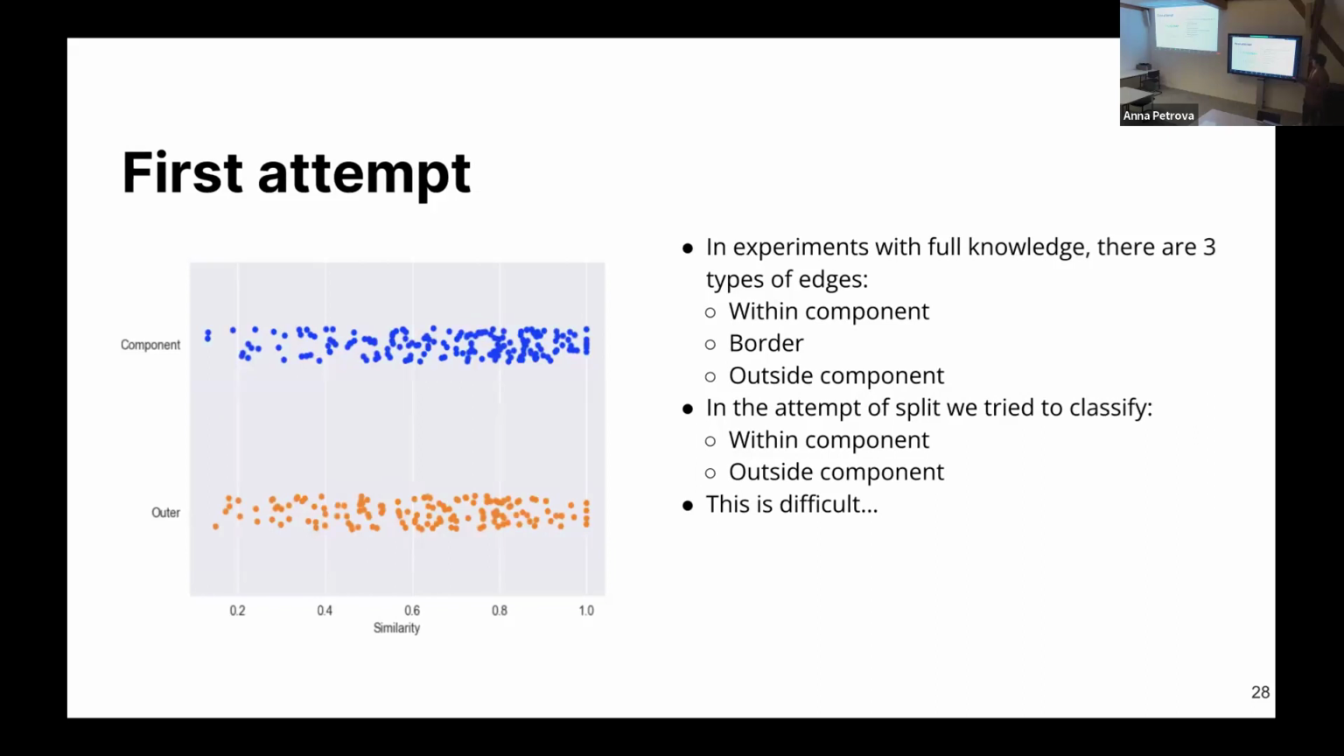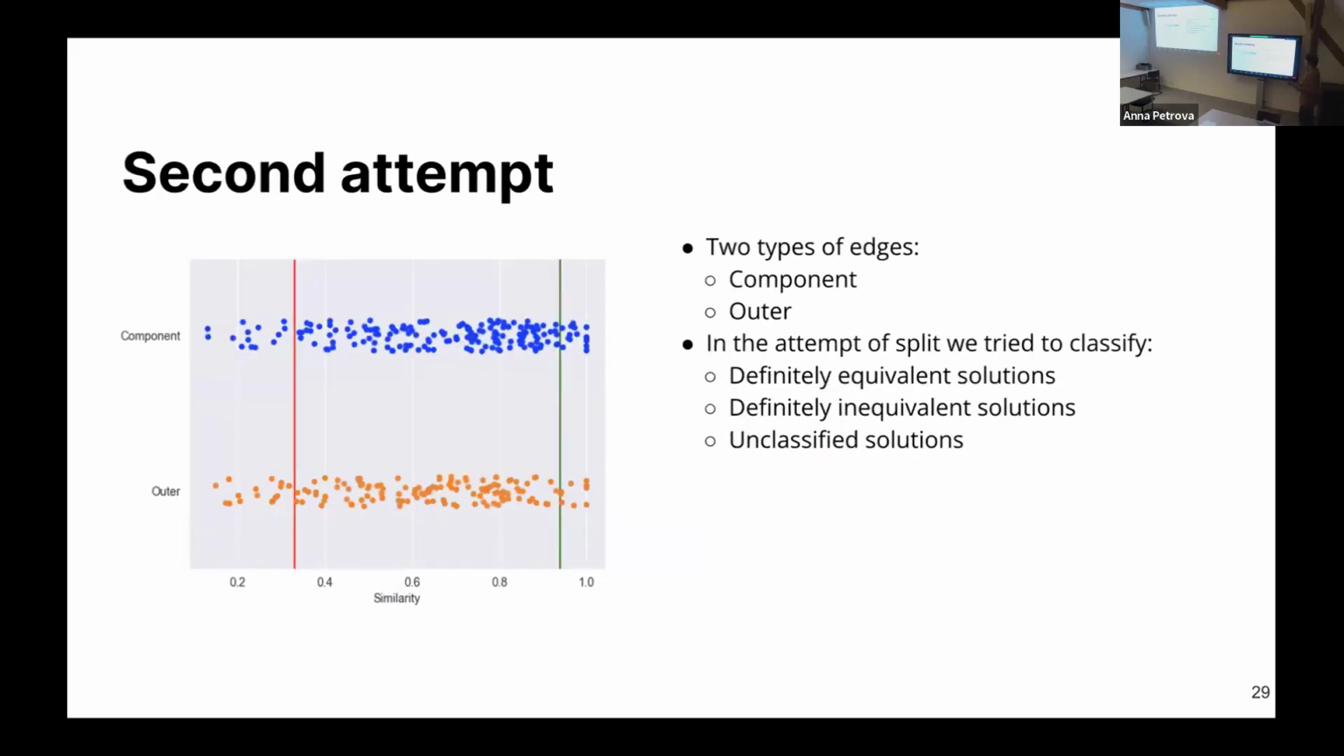So our first attempt was to divide all edges into two categories: within component and outside component. As we can see on this plot, we have some distribution of similarities of edges across classes. As we can see, the classes are not distinguishable in either way. So we tried a second attempt.